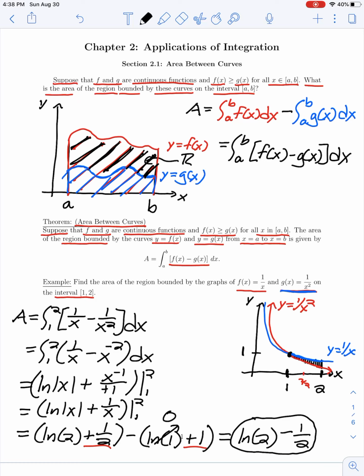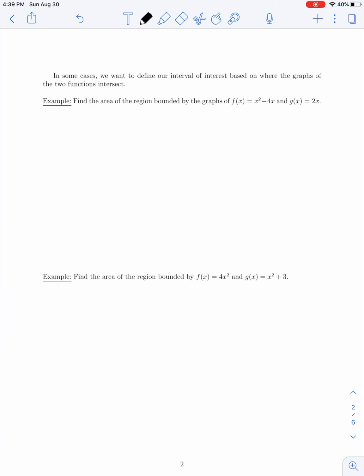So this value, natural log of 2 minus 1/2, would be the area of the region shown shaded in black here. All right. So let's look at some other examples.